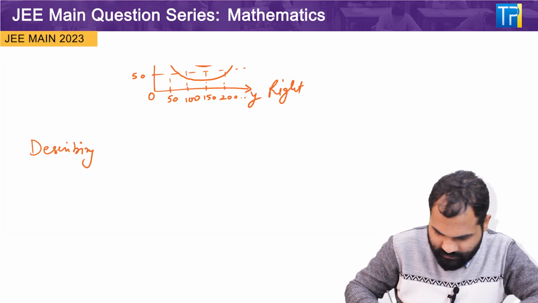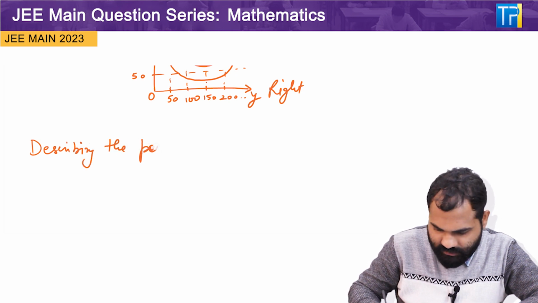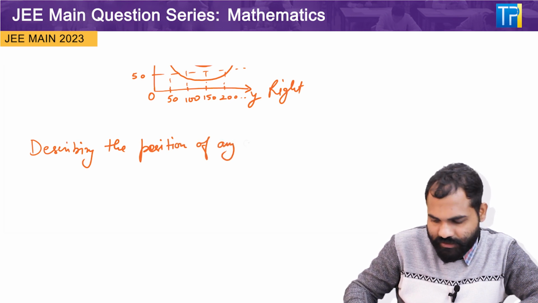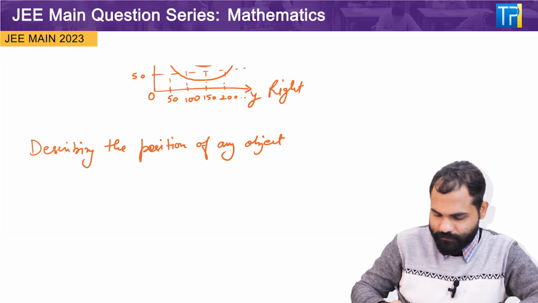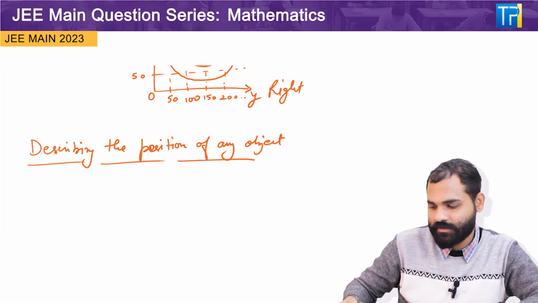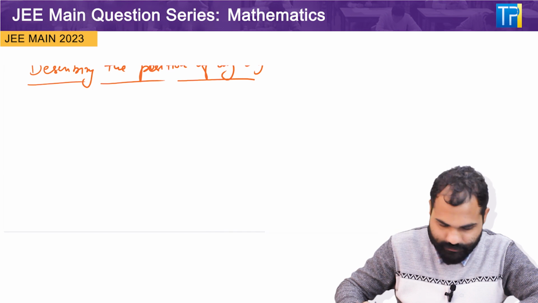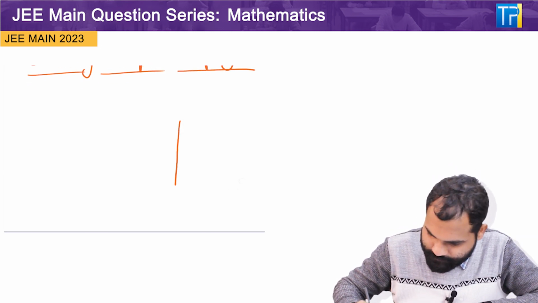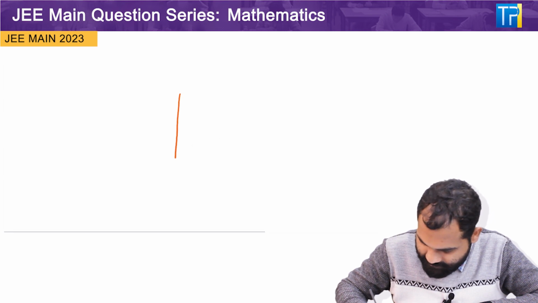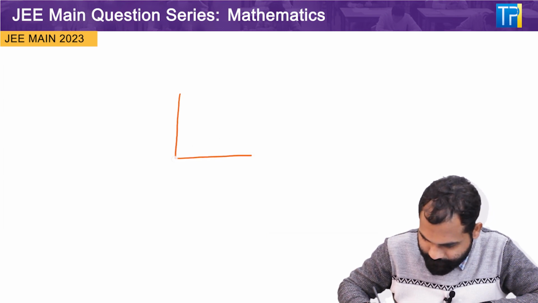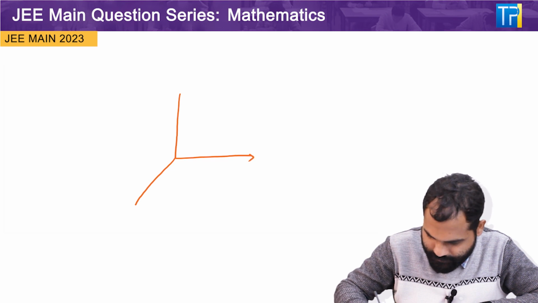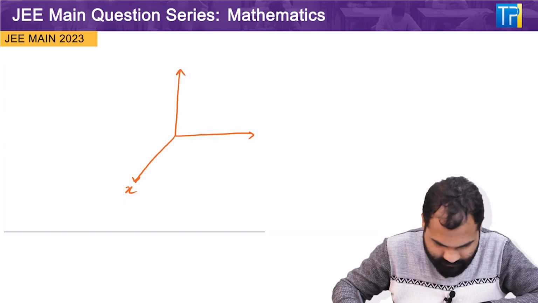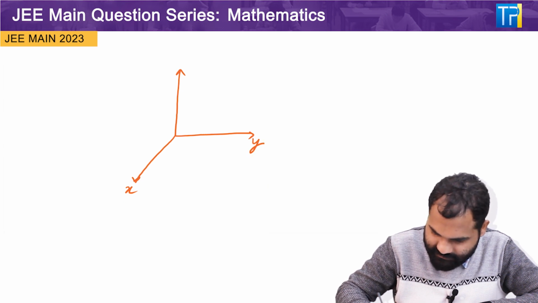describing the position of any object. Okay, so this is the second example. How? Let me tell you. Let's say we have these coordinates here, x, y and z. Here we have this x, y and let's say z.